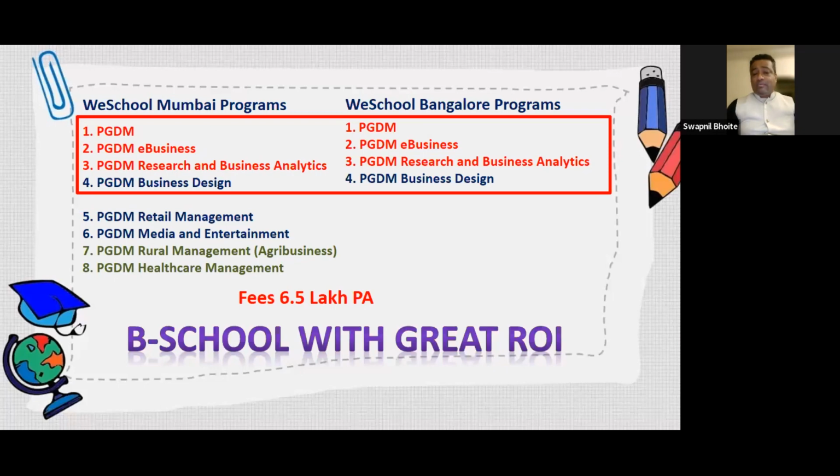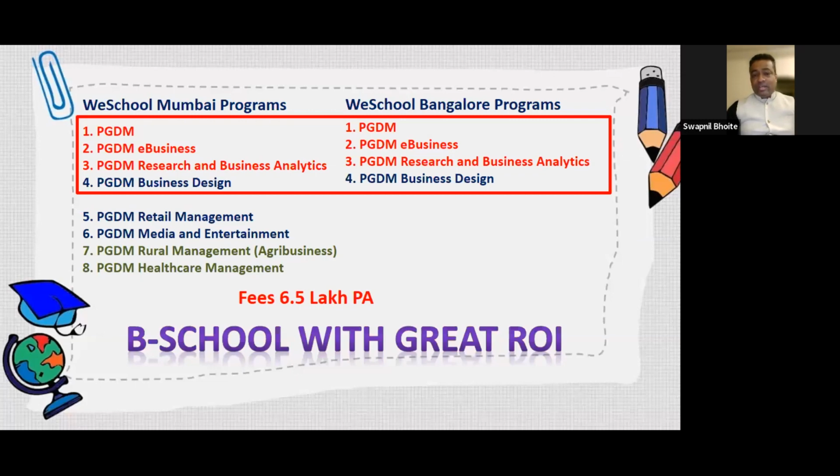Why are we claiming we are the B school with a great ROI? Because the fees is 6.5 lakhs per year. So if you total it for 2 years, it's going to be 13 lakhs for 2 years. And the average placements are going around 12.25, so it's near to 1. So it's really good, very few B schools in the country.